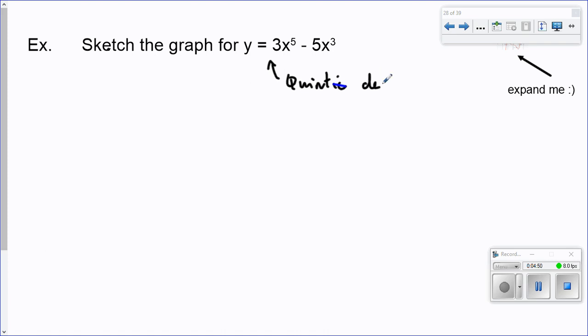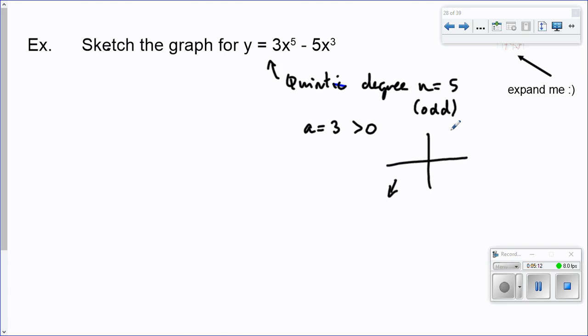Okay, that's degree n equals 5, so it's an odd degree. The basic function looks like a cubic, so it has endpoints. Since a equals 3, the leading coefficient is 3, which is greater than 0. Its endpoints are in these two quadrants here, because it's odd degree.